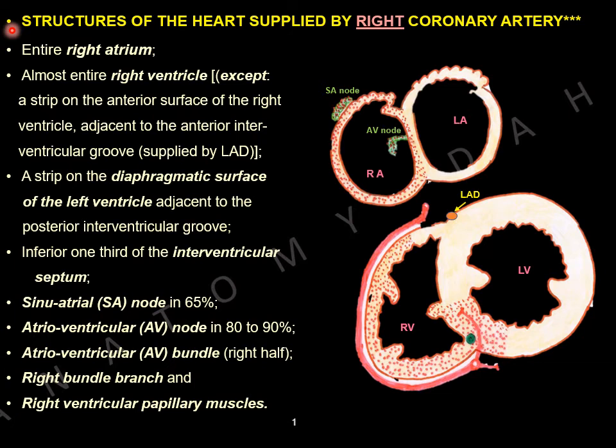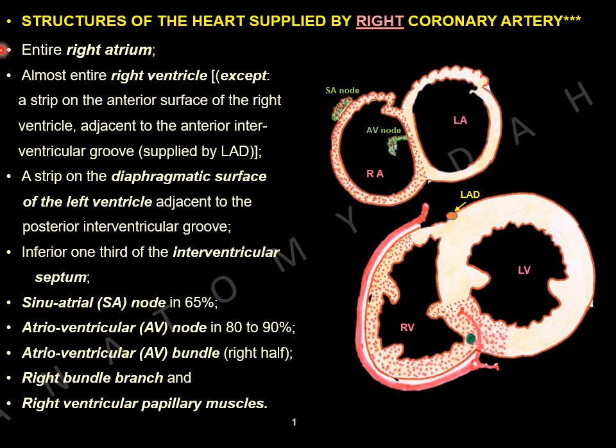This is the diagram showing cross sections of two atria, right atrium and left atrium. This is interatrial septum. And cross section of the two ventricles. This is right ventricle and this is left ventricle. This is interventricular septum. This is SA node and this is AV node related to the right atrium. This is right coronary artery going around the atrioventricular groove.